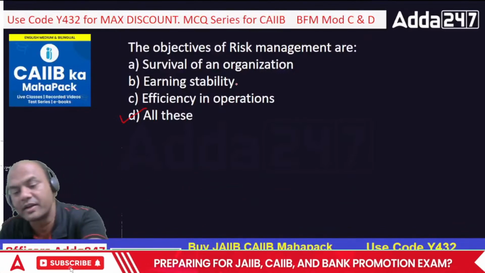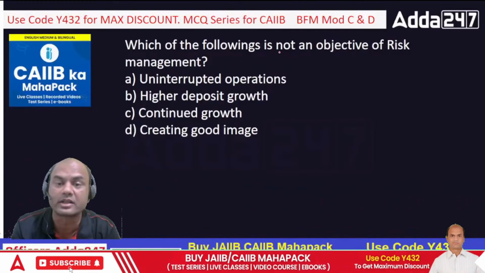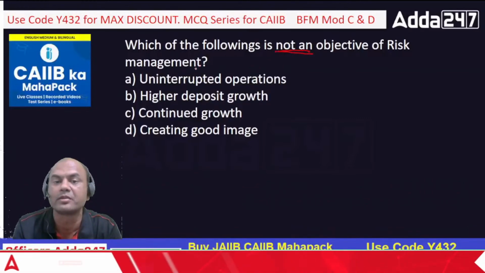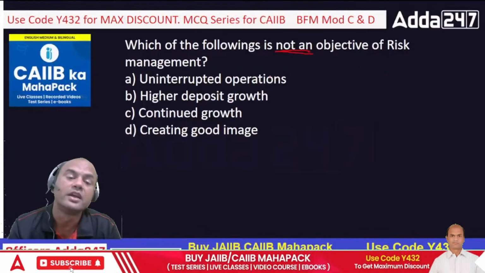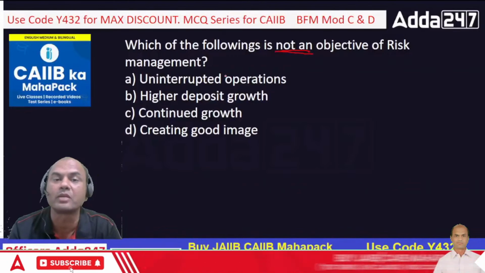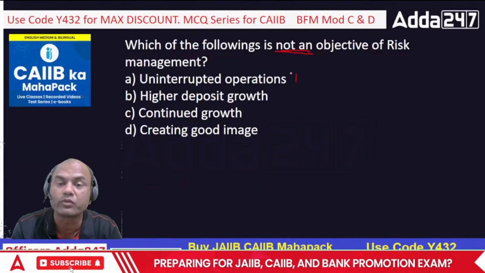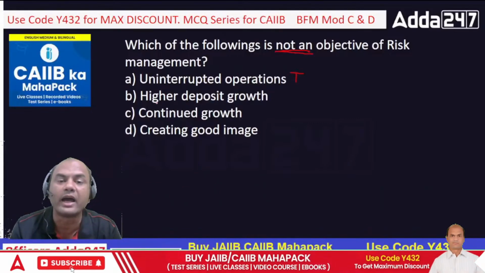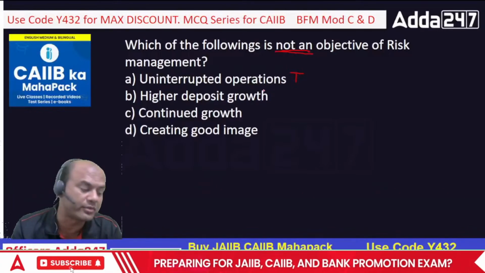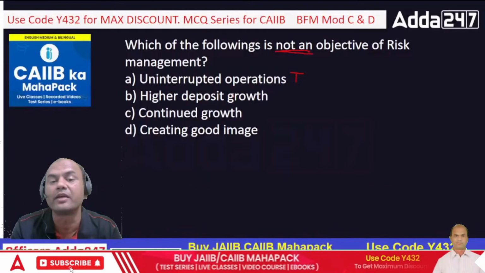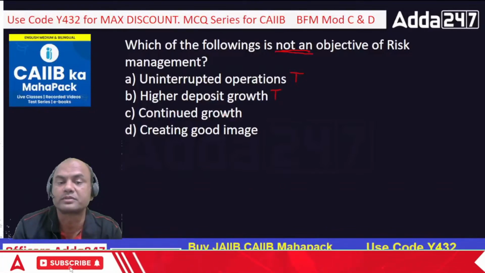Which of the following is not an objective of risk management? Here we want what is not an objective. Uninterrupted operations will be an objective, because if my operations are interrupted, if I am not able to perform well, then how will I face my customers? So this is true. We want false. Second one, higher deposit growth. Is this not my objective of risk management? Definitely it is. Because if I am not able to manage my risk properly and there is no deposit growth, how will I lend? Right? True.